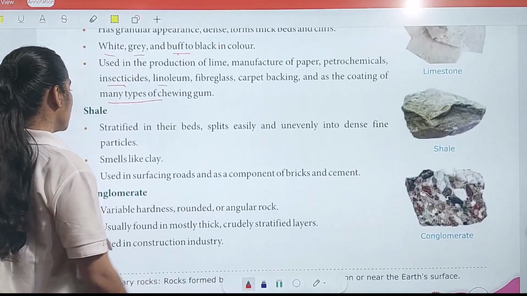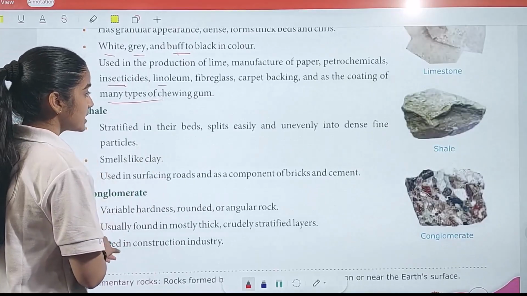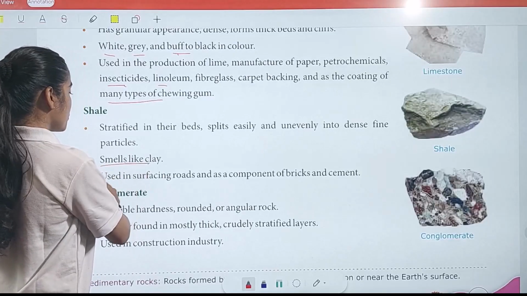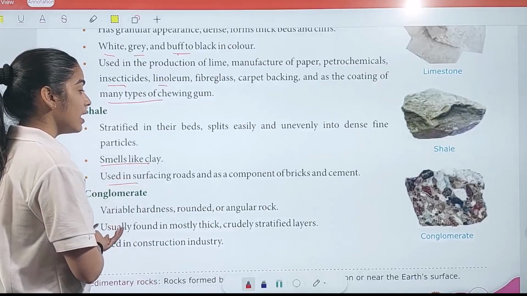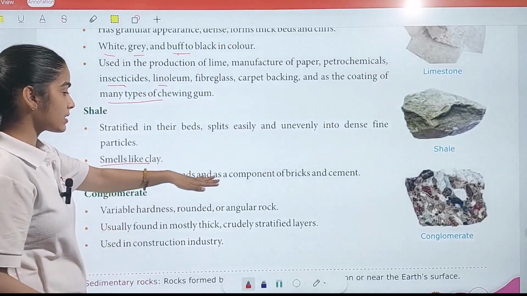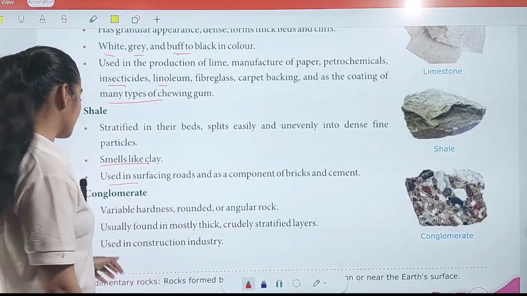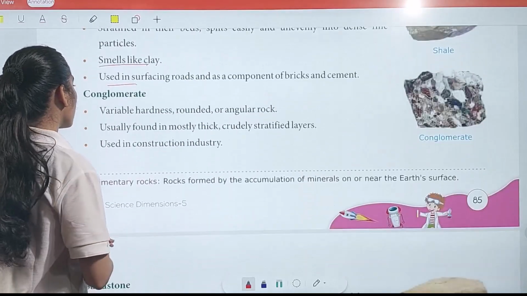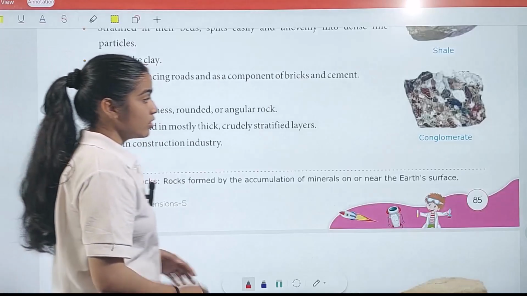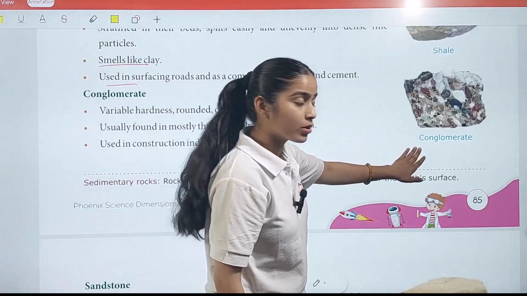Now we have shale, stratified in beds, splits easily and unevenly into dust-fine particles, smells like clay, used in surfacing roads and as a complement for bricks and cement. So we use shale as a complement for bricks and cement. Next we have conglomerate, variable hardness, rounded or angular rock. So this is your conglomerate.